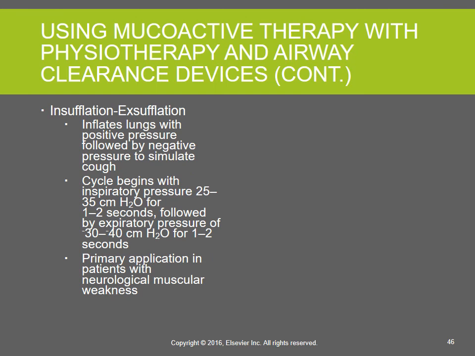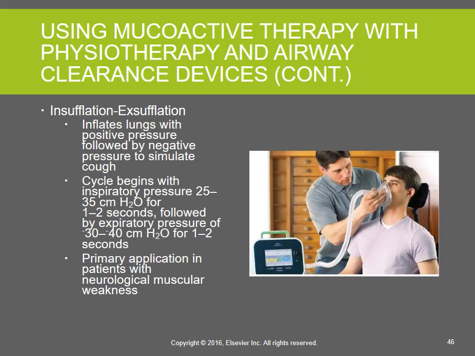Insufflation-exsufflation devices inflate lungs with positive pressure followed by a negative pressure to stimulate a cough. The cycle begins with an inspiratory pressure of 25 to 35 centimeters of water for 1 to 2 seconds, followed by an expiratory pressure of negative 30 to 40 centimeters of water pressure for 1 to 2 seconds. The primary application for this is in patients with neuromuscular weakness. Shown here is an insufflation-exsufflation device.